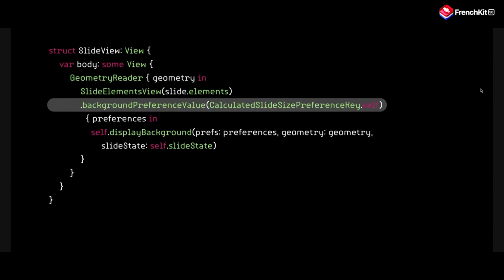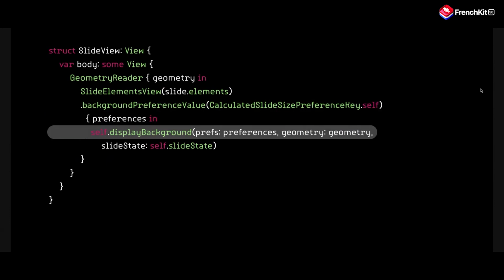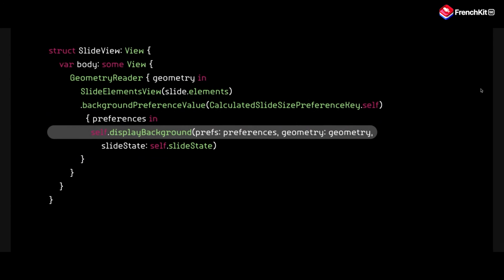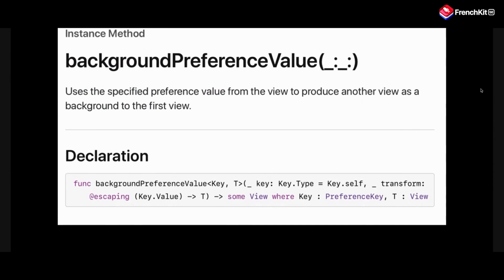And then we add this guy here, background preference, which is a thing in SwiftUI. I will come to that. It basically takes all these preferences, these bounds of all the children, and you can use that to create a new SwiftUI view. So here we are calling this one. I will go into this method, and we give it the geometry and the preferences. So we take all the bounds of all the children and are allowed to use this to create a new SwiftUI view. When we ask that, Apple says, use the specified preference value from the view to produce another view as a background to the first view.